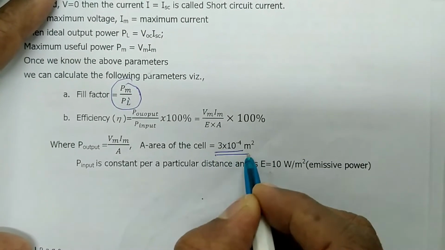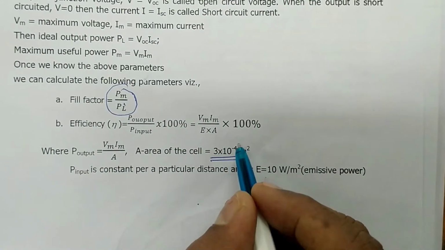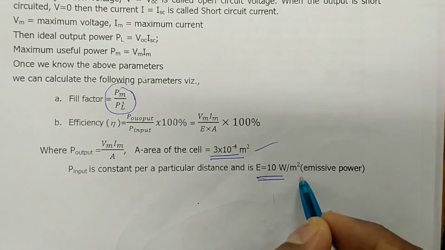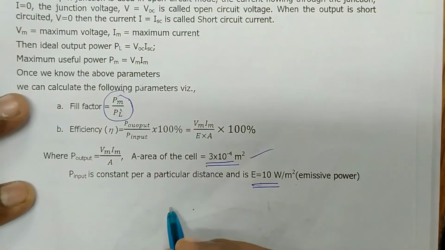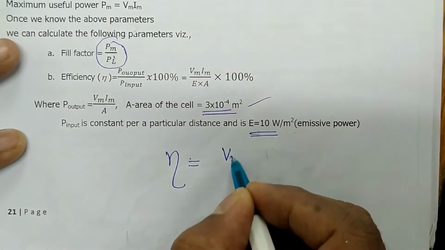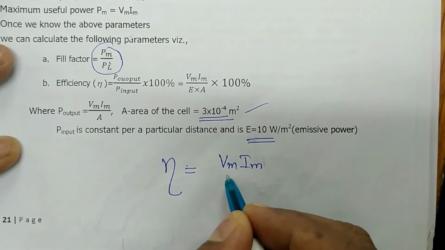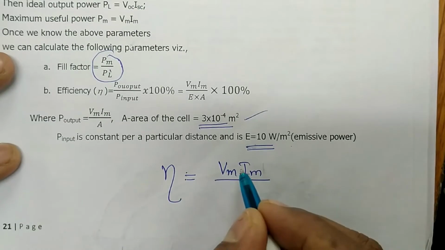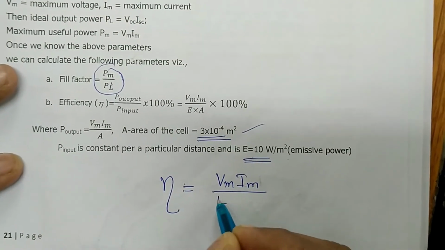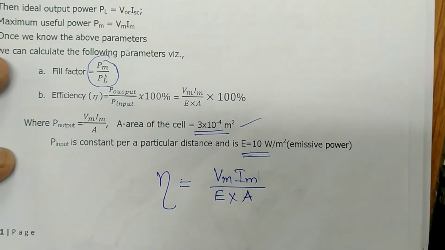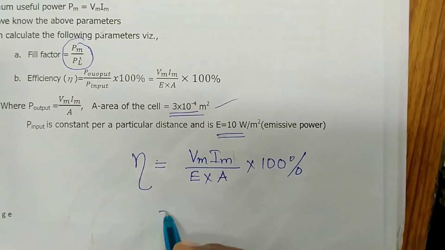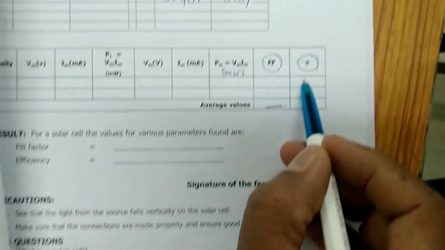We have already given here the area of the solar cell for our setup, which is 3 into 10 to the power minus 4 meter square, and the emissive power E is 10 watt per meter square. Thereby, I write now efficiency is equal to Vm Im, the maximum realizable power we get from the solar cell when load is there, that is the electrical output. Input is light, that is the emissive power of the bulb per area, and efficiency is given in terms of percentage. So from the table, you can calculate efficiency.